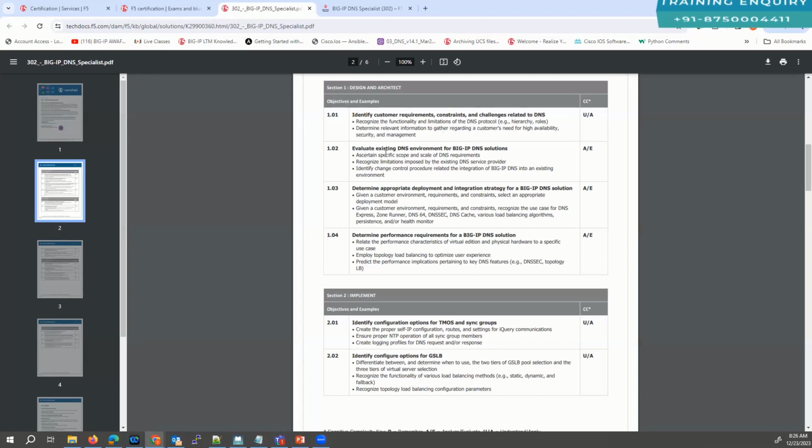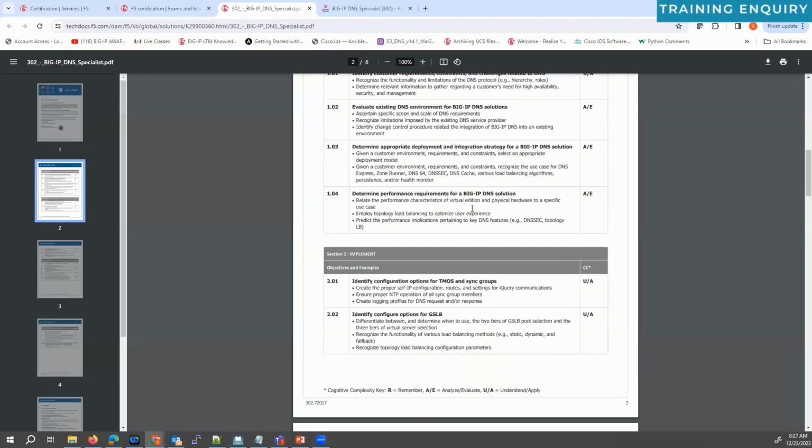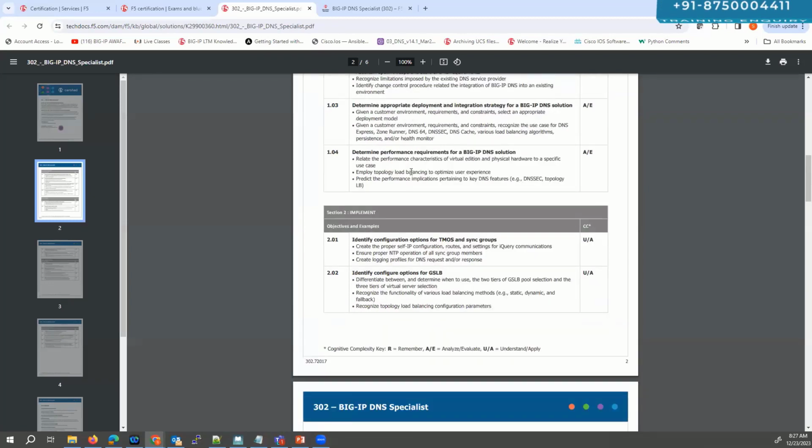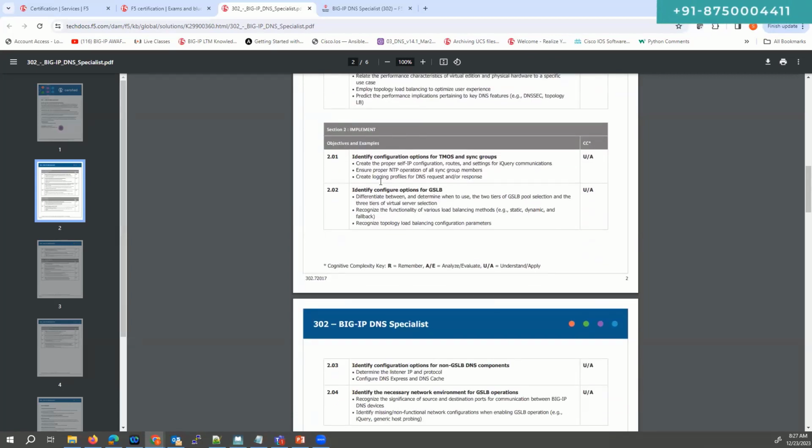And then evaluate the existing DNS environment for a BIG-IP DNS solution, right? So you need to look at the existing environment, and then you would have to see how you can perform the deployment for a BIG-IP DNS solution, right? Then you have determine performance requirements for BIG-IP DNS resolution, right? And then TMOS sync groups. It's about establishing a kind of high availability for the BIG-IP DNS.